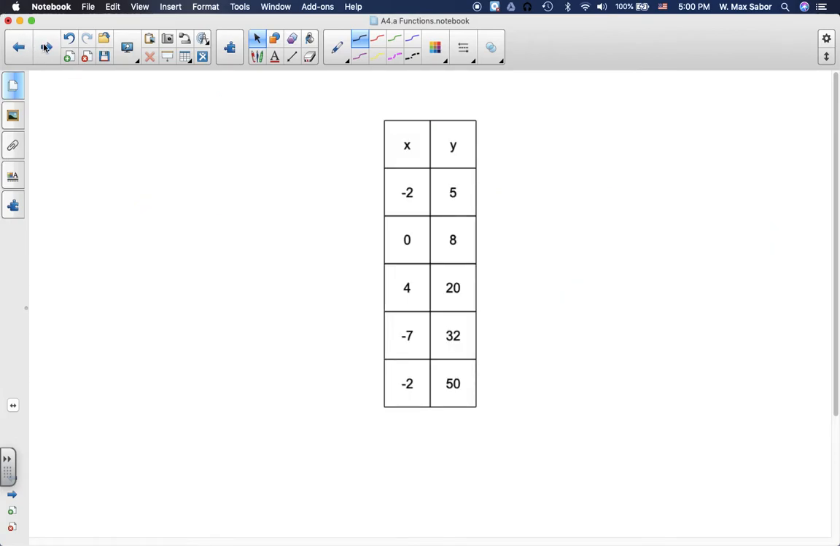Here, if I asked you what g of negative 7 is, what you would do is you'd find negative 7 as an x-coordinate, and it matches up with 32 as a y-coordinate, so g of negative 7 is 32. I can't tell you off the top of my head what rule causes us to go from this to this, but this is still a function because each input has a different output.